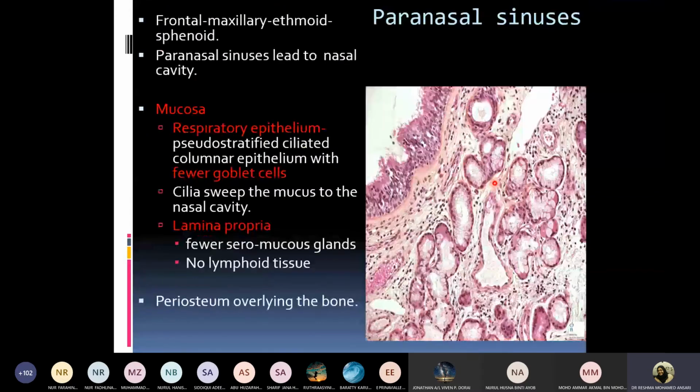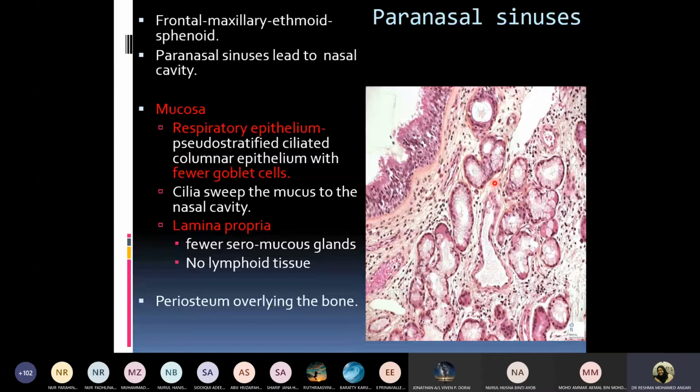So then the next part will be the paranasal sinuses. How many paranasal sinuses do you have? 4. Okay, so we have a pair of frontal, we have ethmoid, then we have sphenoid, then we have a pair of maxillary. These paranasal sinuses are also lined by the same respiratory epithelium, but with very few goblet cells.